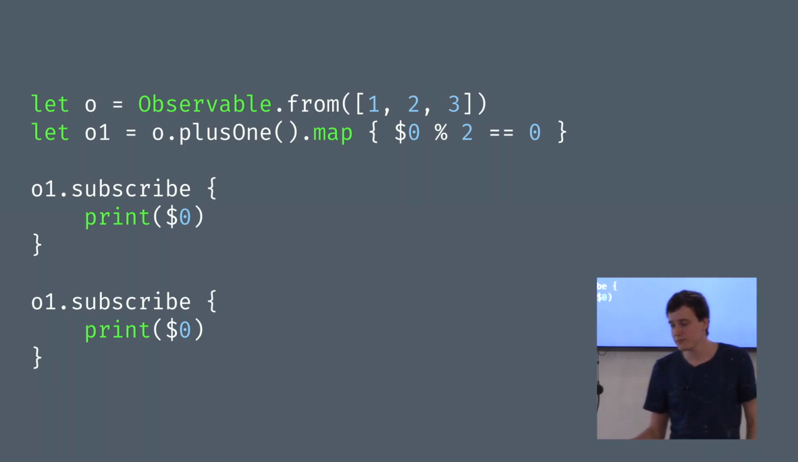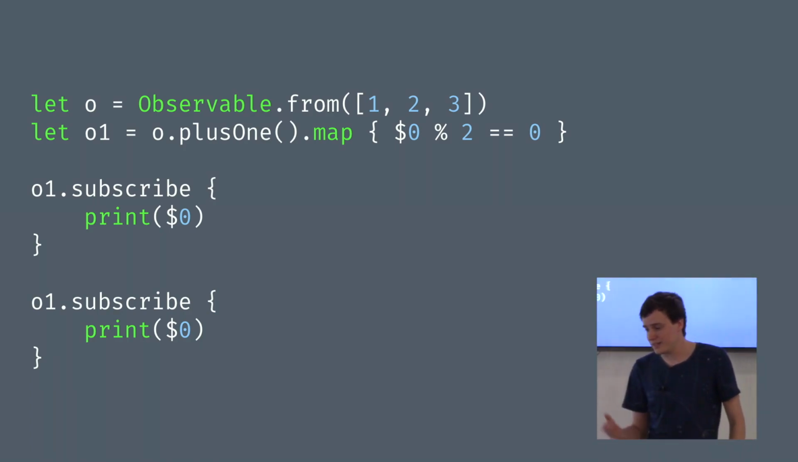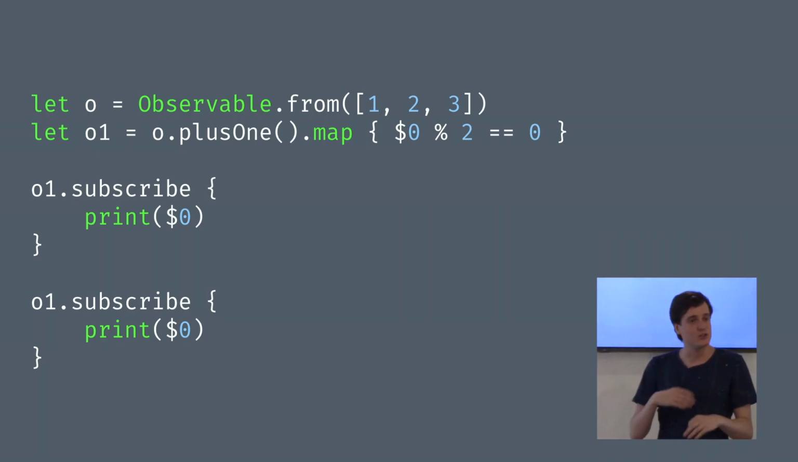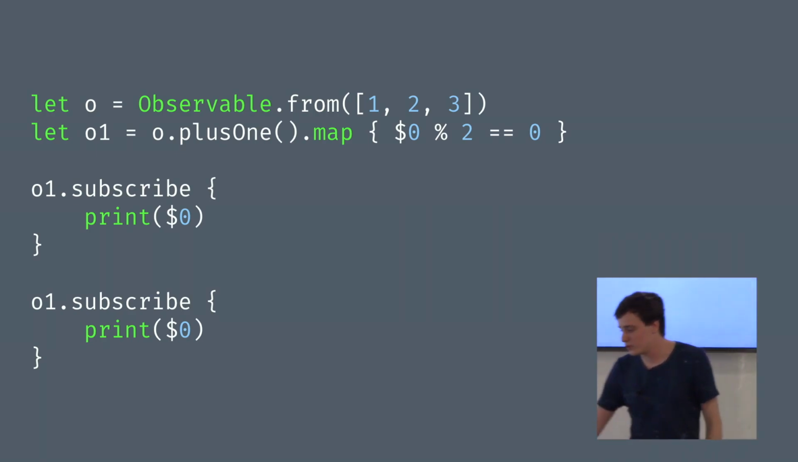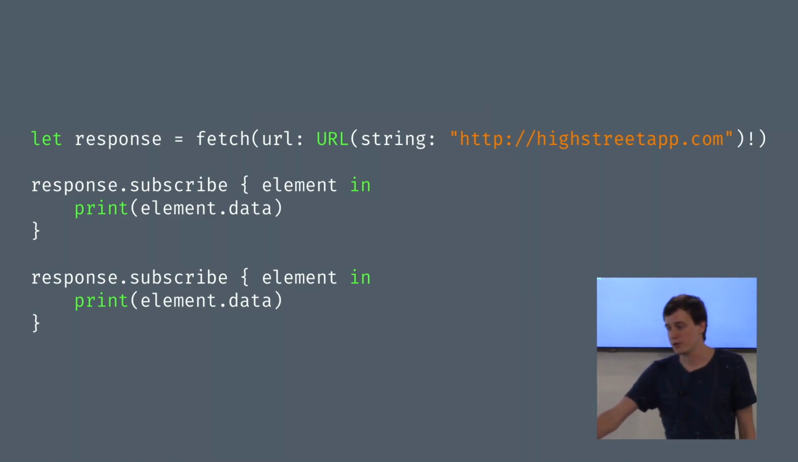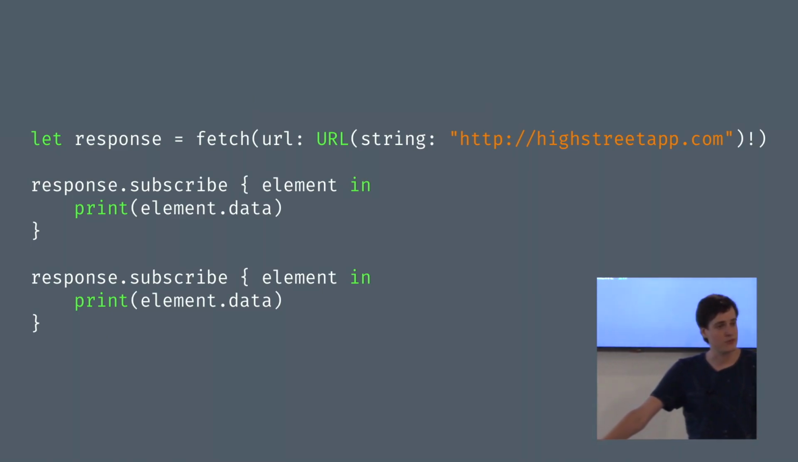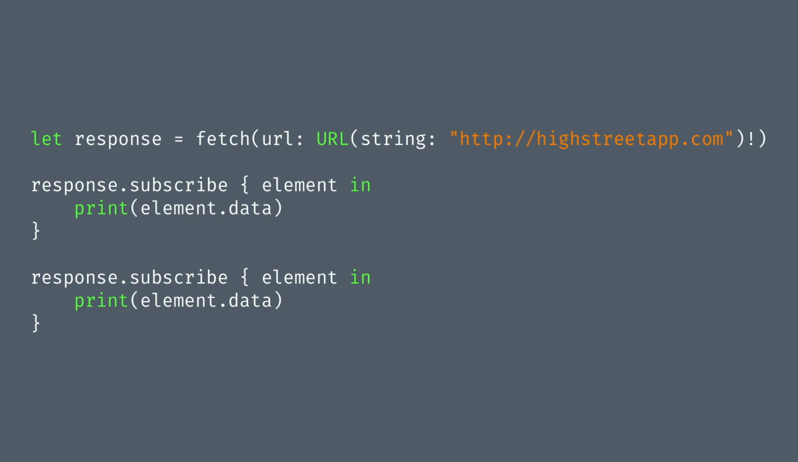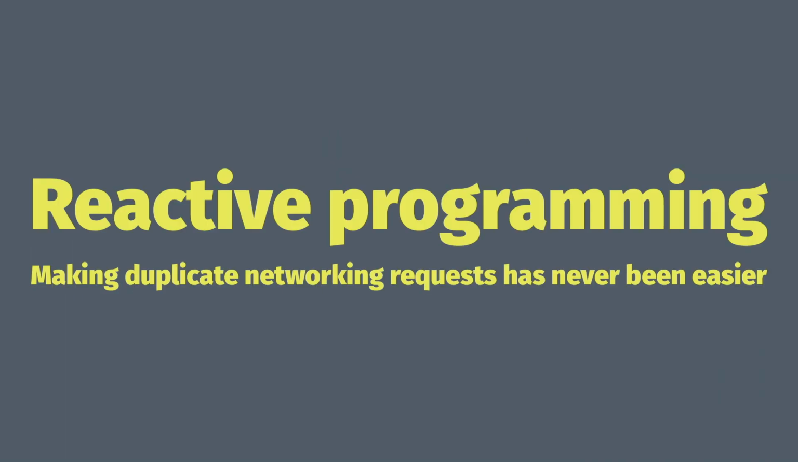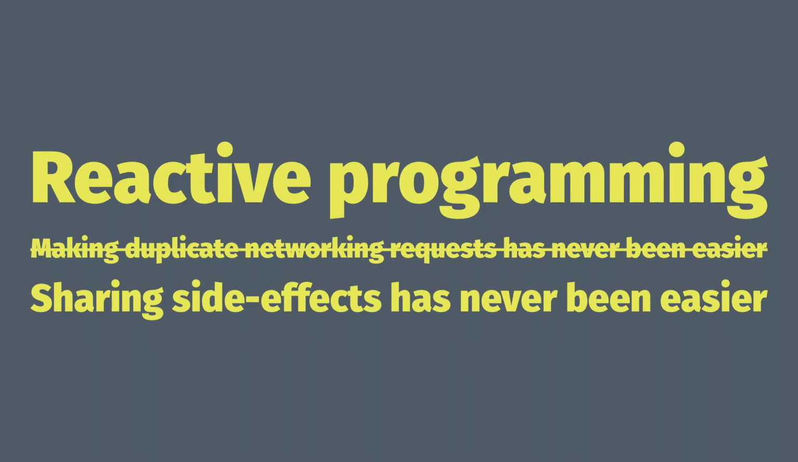That also means that if you subscribe twice, everything will happen twice. And in this case, with these simple operations, it's not a big problem. But what if you're doing network requests? So here I do a network request and subscribe twice. That's not really a good marketing slogan for a library, right? It's never been easier to make duplicate network requests. But the good thing is that it's also quite easy. It's never been easier to share side effects like network requests.